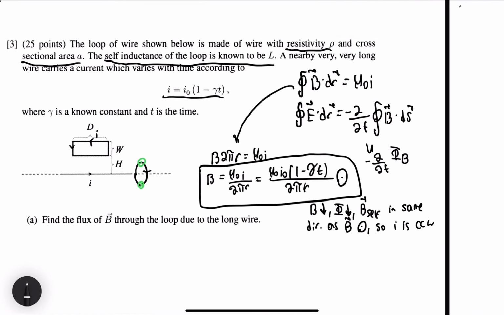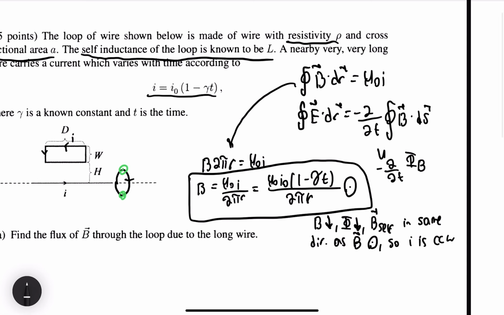And as I said in the beginning, for these questions, you normally want to follow steps. So you always want to try to determine the current. So find the magnetic field, determine the current by Lenz's law, and then from there, you can start solving for the flux and whatever else it's asking for.